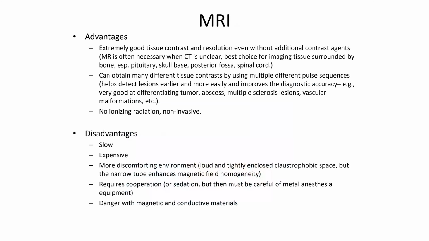Okay, so in summary, MRI has the advantages of extremely good tissue contrast and extremely good resolution, even without contrast agents. So it's the best choice for trying to get detail, especially around bony structures that would be obstructed by CT scan X-rays. So especially the spinal cord, the brain, things like that. We can also get many different types of tissue imaging contrasts with different sequences, different modalities.